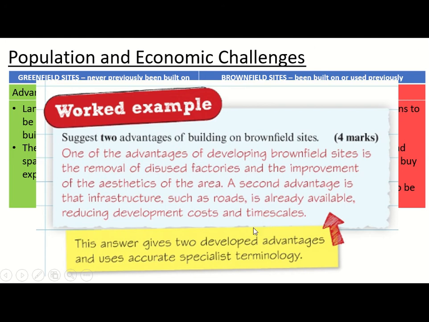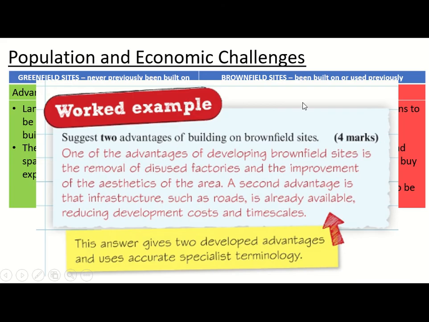Now I would say this isn't a very safe 4-mark answer because I don't think the first point is well developed. So I would say developing Brownfield sites improves how an area looks. This is because it removes old, disused, rundown factories. Okay, that's slightly better. But you can see just how concisely this has got 4 marks.